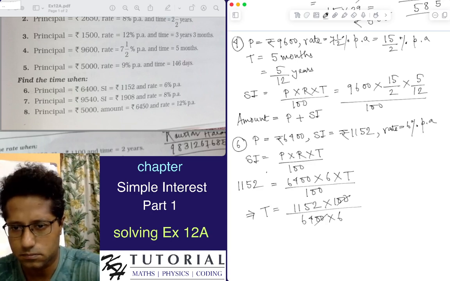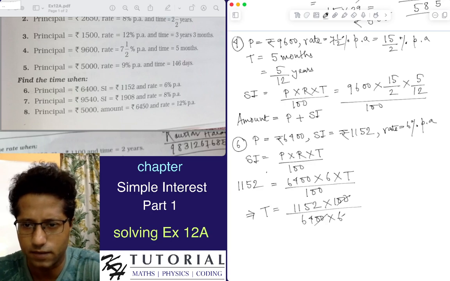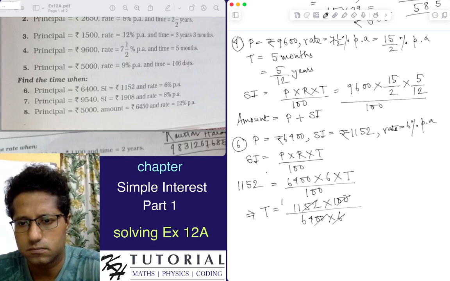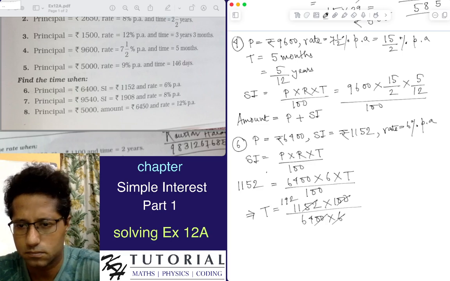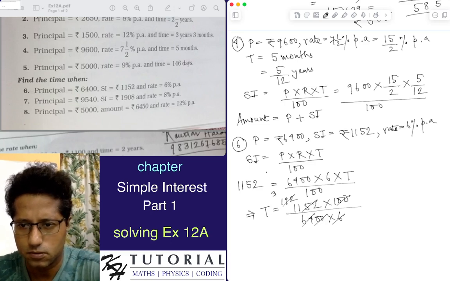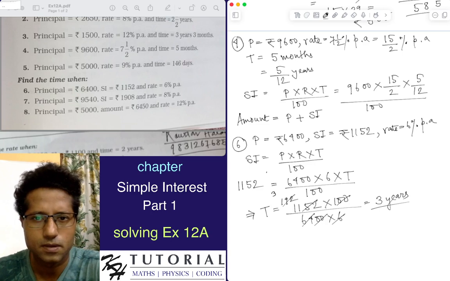Now, will 6 divide 1152? Let's see, 9 and 2. Okay, and 64 divides 192 with 3. So this is 3 years. This is 3 years for problem 6.